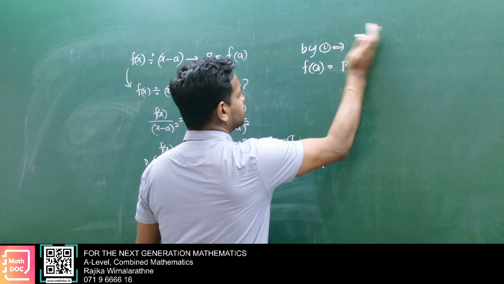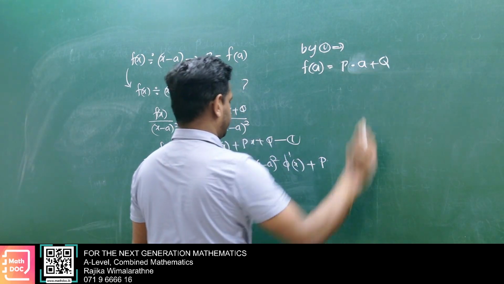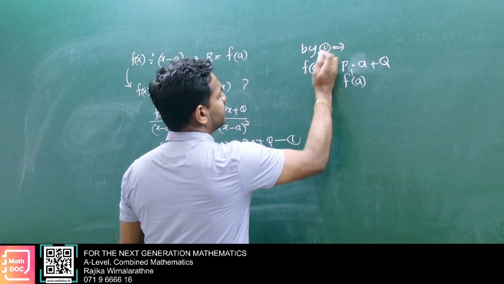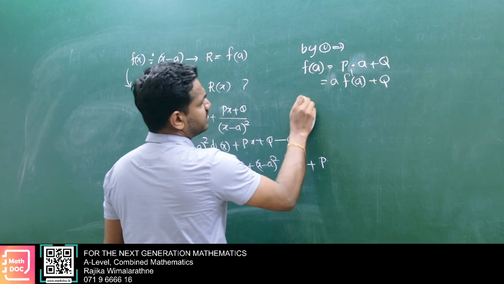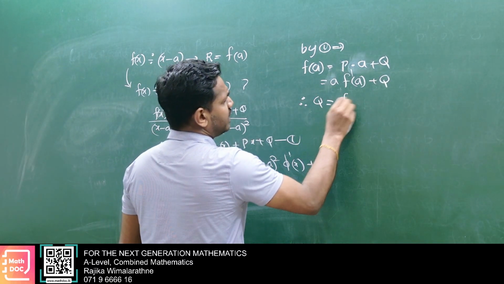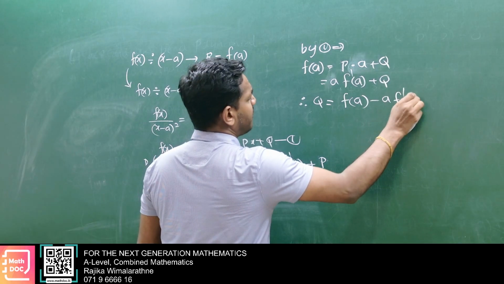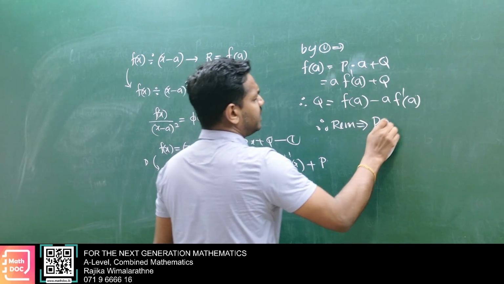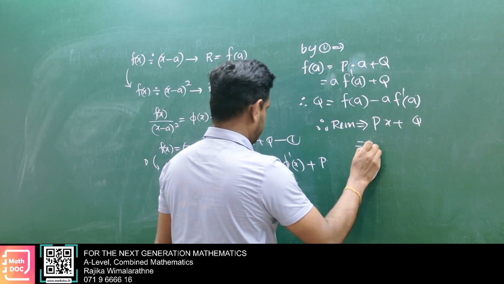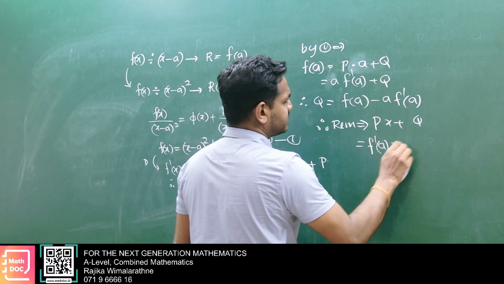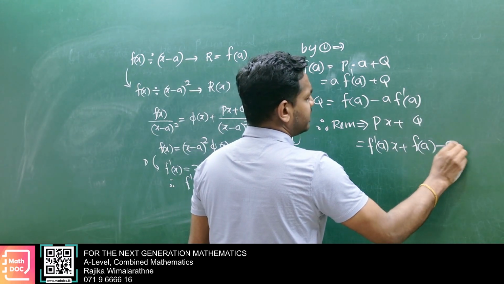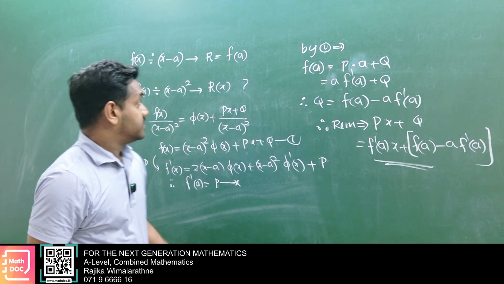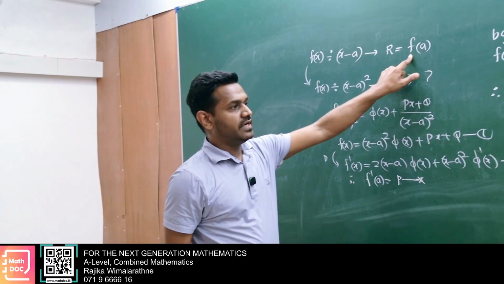P into a plus q. Now P equals f dash a, then f dash a times a plus Q. Therefore Q equals f(a) minus a f dash a. Therefore the remainder is Px plus Q, where P is f dash a and Q is f(a) minus a f dash a. Here the remainder: f(x) divided by x minus a, directly we have the remainder theorem.